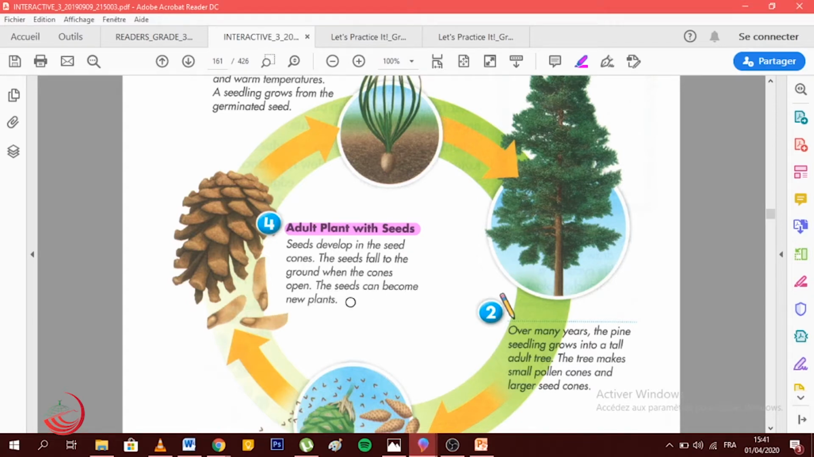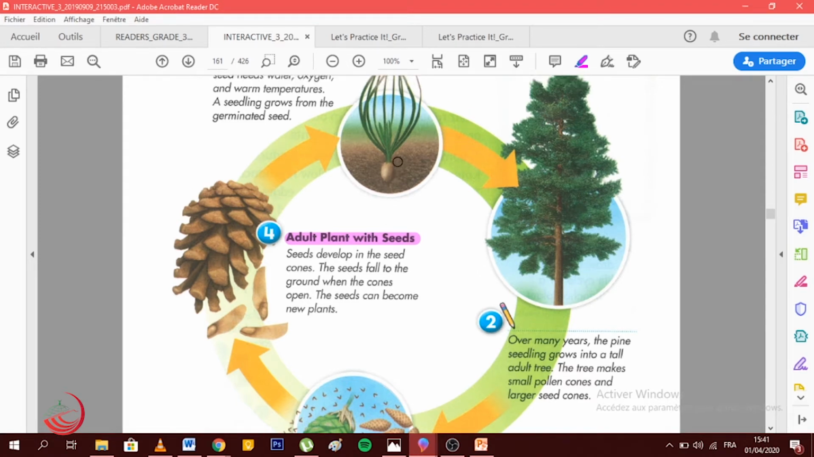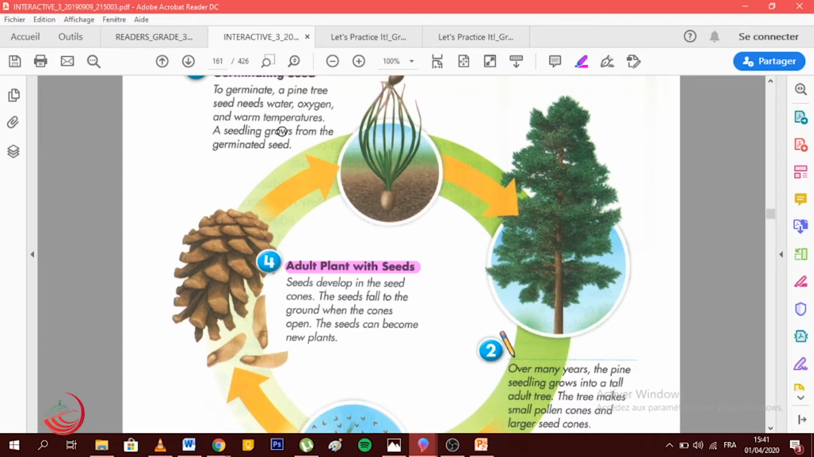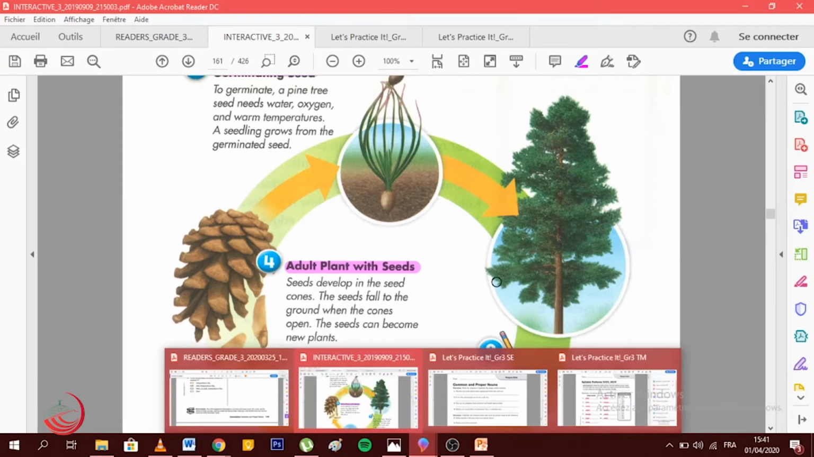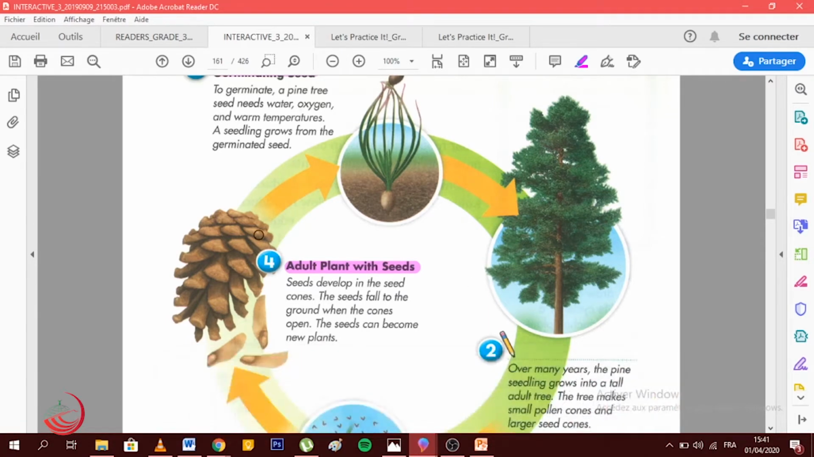The seeds can become a new plant, and then the seed, if it falls on the ground and it has the right conditions like water, oxygen, and room temperature, it's going to grow into a tiny plant, and then a big plant, and then pollinate, and then have seedlings or cones with seeds.